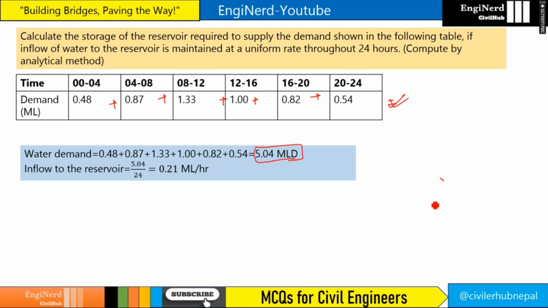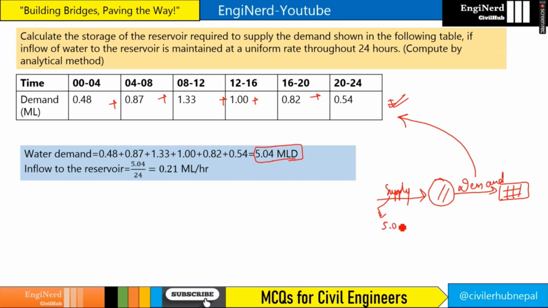Inflow to the reservoir. Now if this is the reservoir, this is the supply part and this is the demand part. The demand part is given by this table, and the supply part is also given by the sum. You can find this by distributing the total demand, 5.04, over 24 hours. So it will be 0.21 million liters per hour. We get the supply part by multiplying this with the time frame, in the particular time frame.